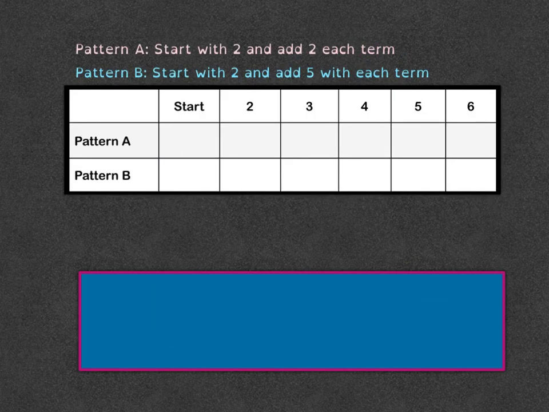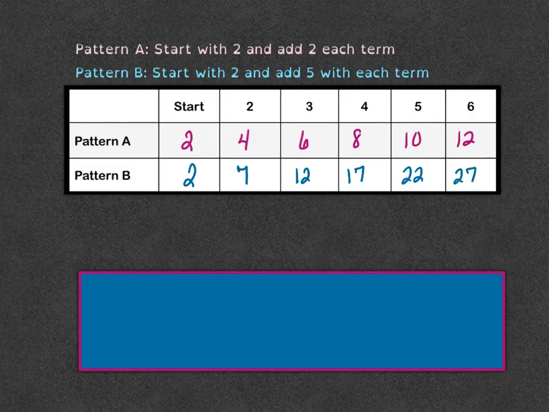For this one, the pattern is going to look a little different, and so are the relationships that go along with it. So for pattern A, we're starting with 2, and we're adding 2 with each term. 2, 4, 6, 8, 10, 12. That seems pretty common. Now for pattern B, we're starting with 2, and we're adding 5 with each term. So 7, 12, 17, 22, and 27.